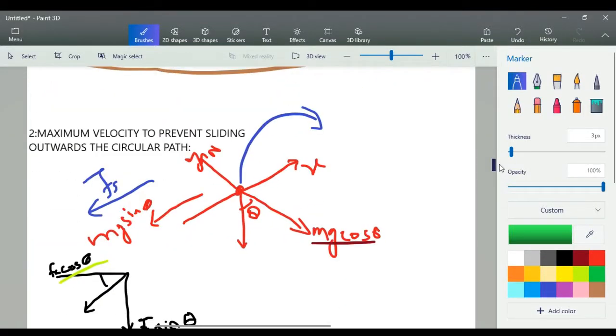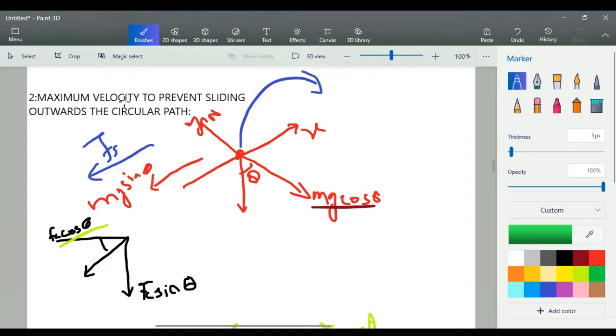So let's see the maximum velocity to prevent sliding outward from the circular path. The main thing here is that the force of friction opposes the car's tendency to move outward. The car is trying to move outward from the circle, but the friction force is pulling the car back. Friction and mg sin theta oppose the car moving out of that circular path.